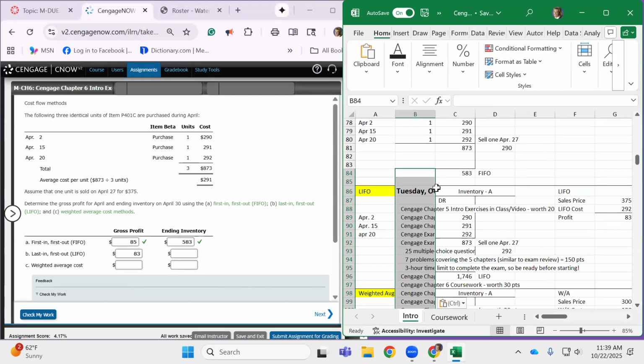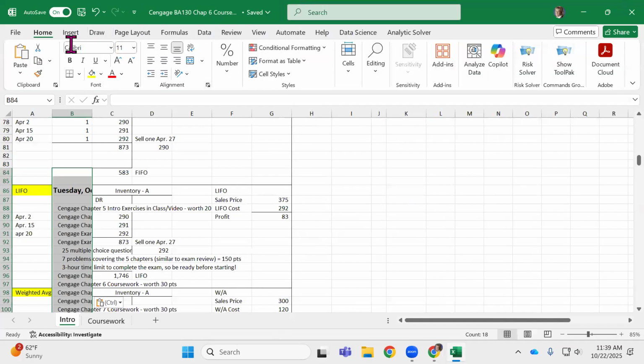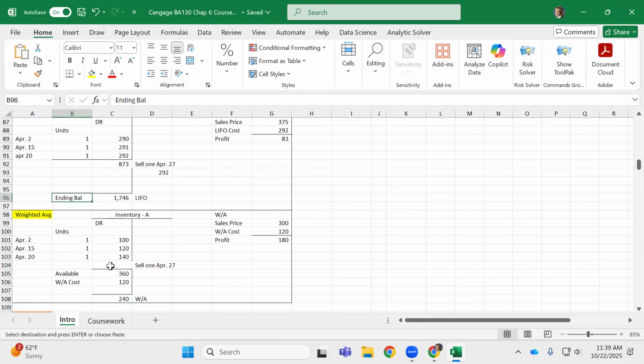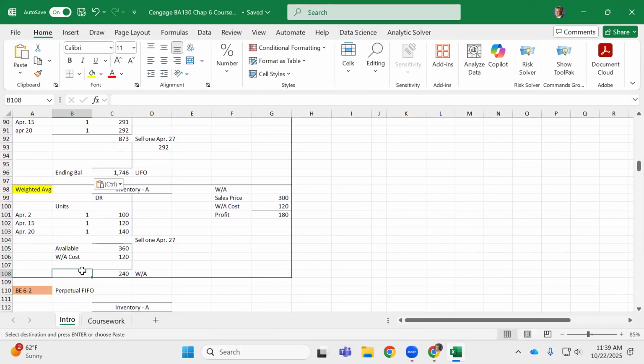Nope. Just a second. I've got something going here that I don't want to. Oh, thank goodness for back. Go back. All right. We want the ending balance.